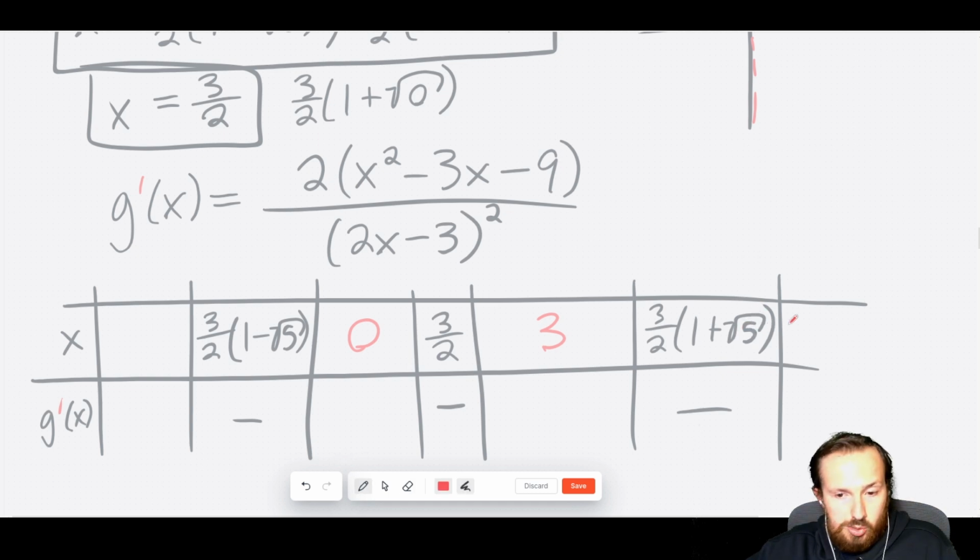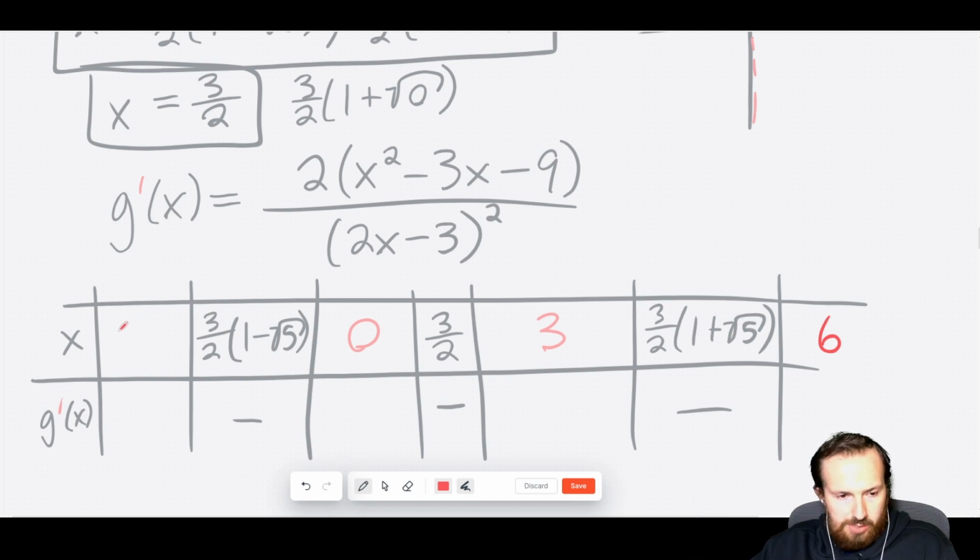So I would actually choose 9 here. I would call this 3 halves times 1 plus square root of 9. Why? Because square root of 9 is easy to calculate, and it's a clean whole number. So square root of 9 would be 3. 1 plus 3 is 4. 3 halves times 4, that'd be 3 times 2. That'd basically be 6. So just with that logic, we can be sure that 6 is greater than that.